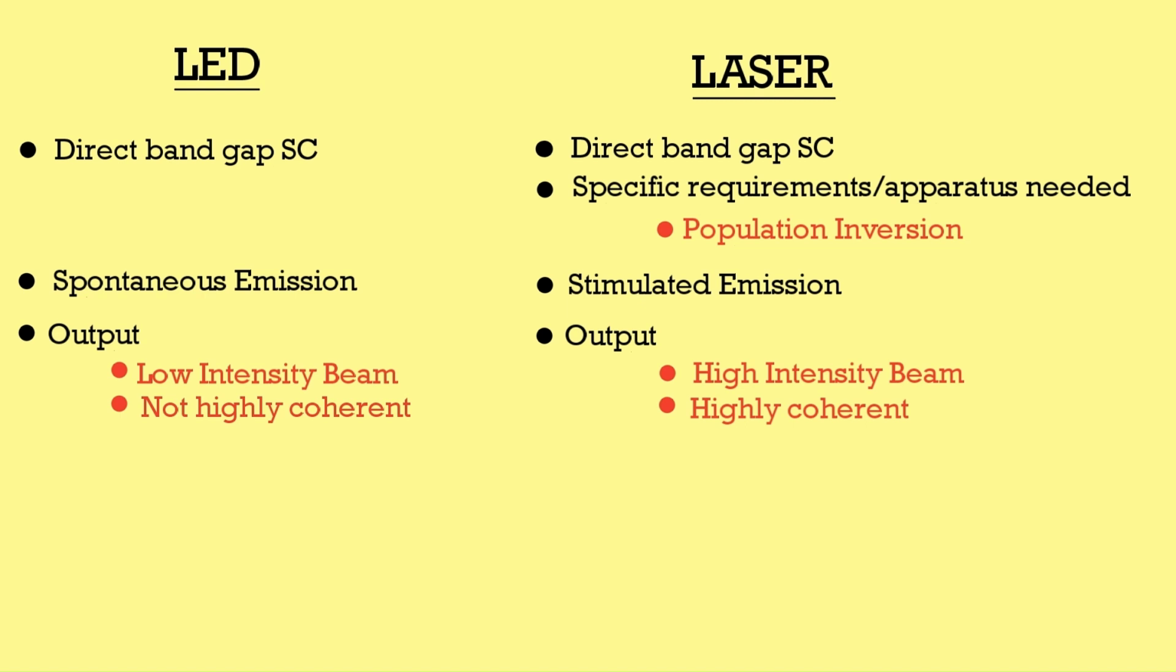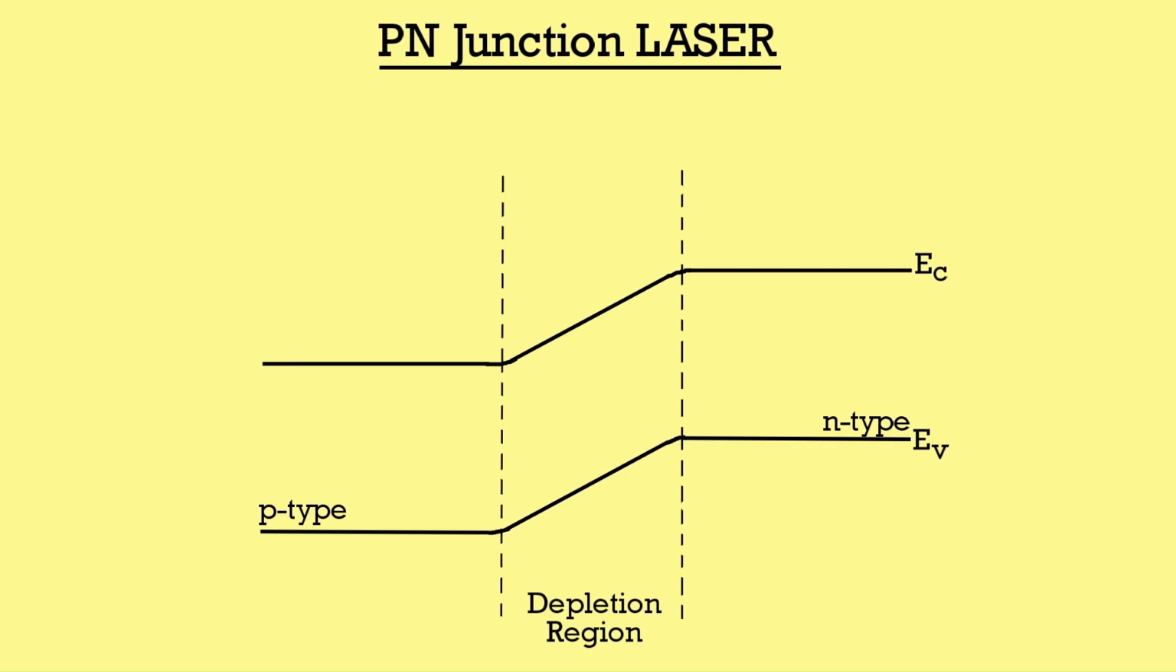Now we are going to focus on only one type of laser, which is the PN junction laser. This is an energy band diagram of a PN junction, but the most important parameter is still left to draw, which is the Fermi energy level. And after drawing the Fermi energy level, you can instantly tell what is the specific requirement for constructing a p-n junction laser.